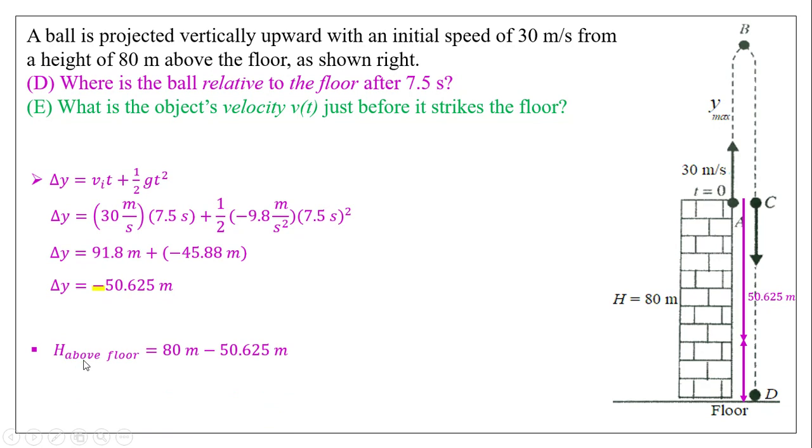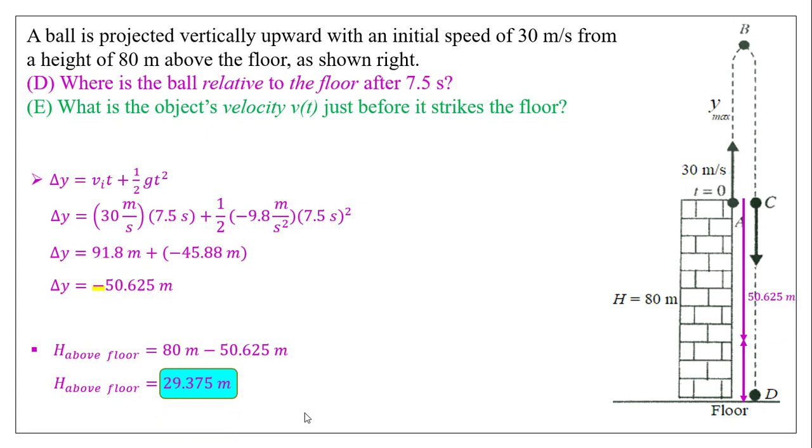All right, so without complicating it, to find the height above the floor, we take the 80 meters above the floor, aka the height of the building where it started. Subtract for how far it has fallen, which is 50.625. Therefore, our answer here is 29.375. So after 7.5 seconds, if you were to look up relative to the floor, the ball is at a height of 29.375 meters. And that's our answer, okay?